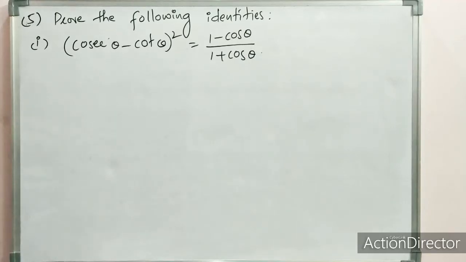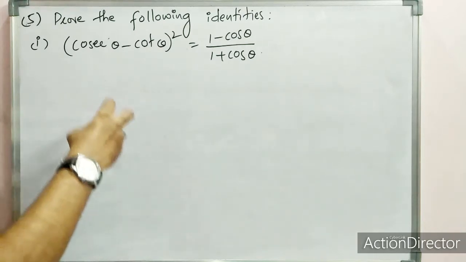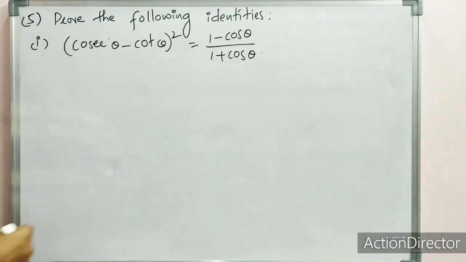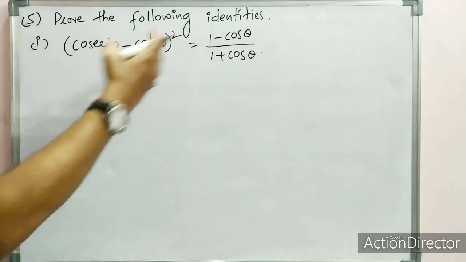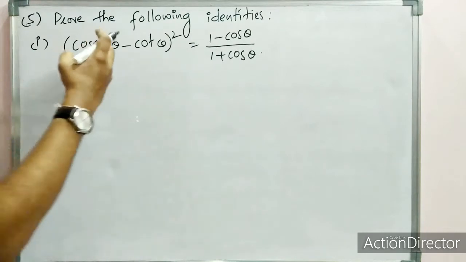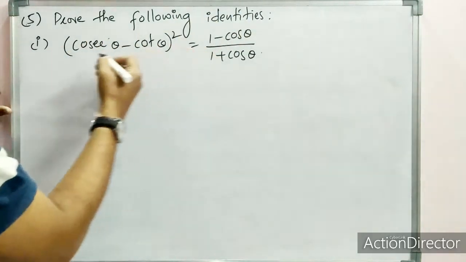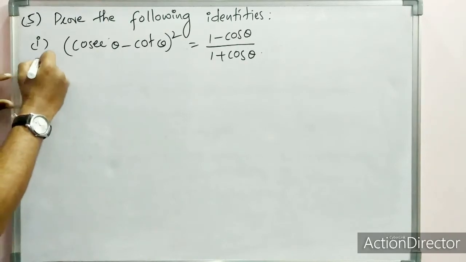Fifth question, prove the following identities. These are somewhat lengthy and logical questions based on the three identities. From those we have several identities. These are also called identities. So we have a proof and a result that is called an identity here. Now we have to prove this.